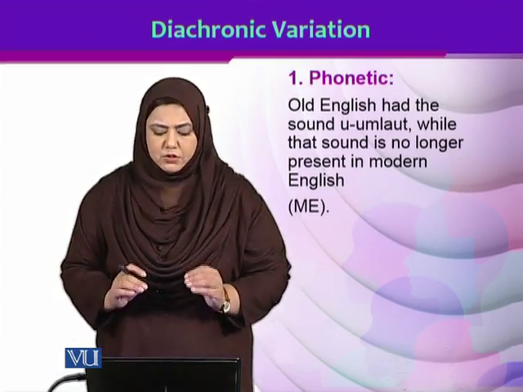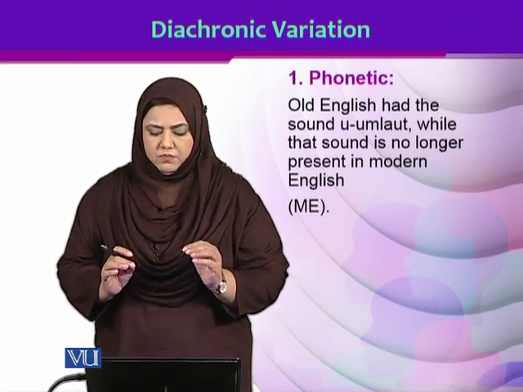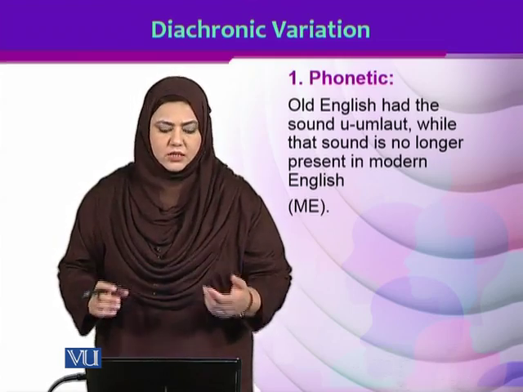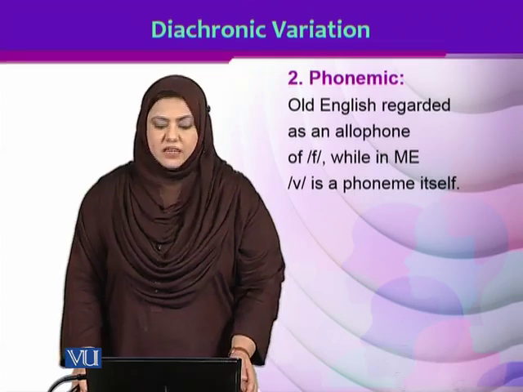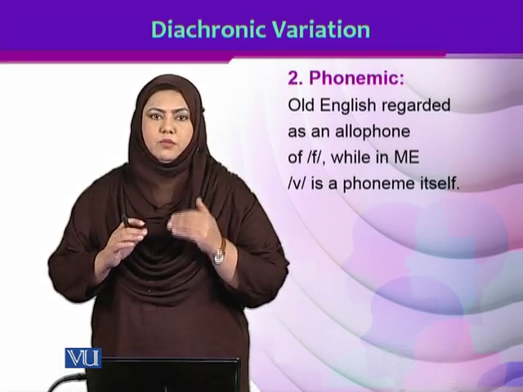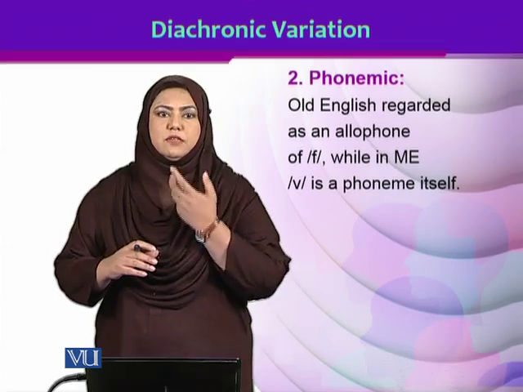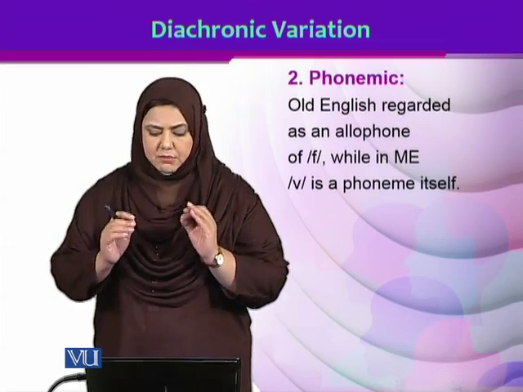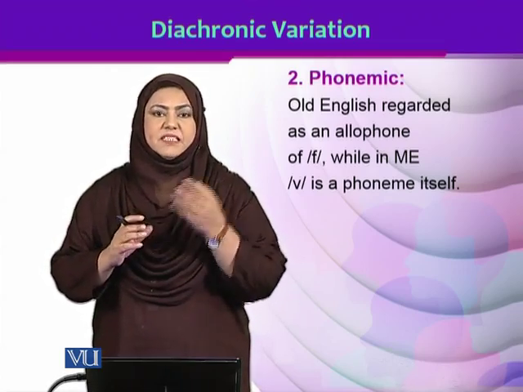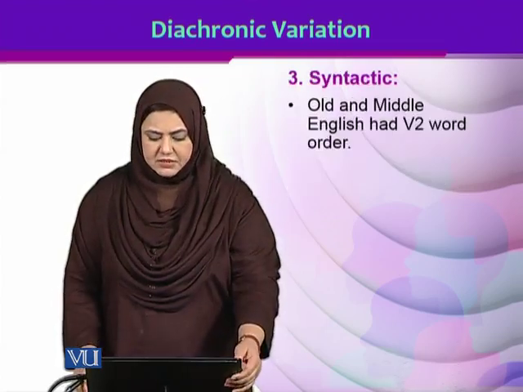For example, when it comes to phonetic changes, Old English had the sound u umlaut, while the sound is no longer present in the English of modern English times. When it comes to phonemics, Old English regarded f and v both as allophones, that is, different pronunciations, different variants of the same phoneme. But today's English has f represented by f and v represented by v as separate phonemes.